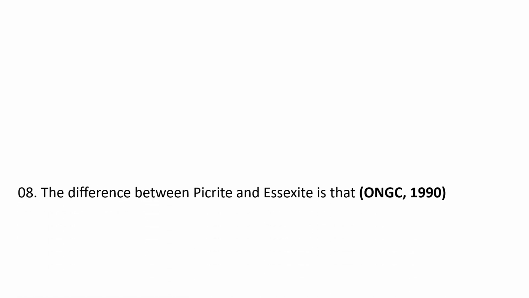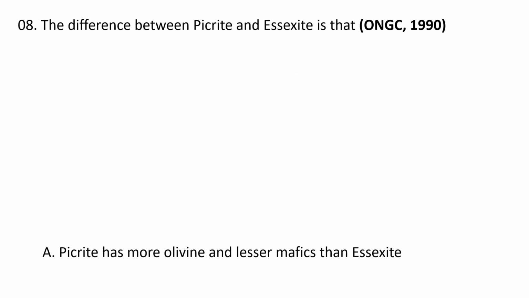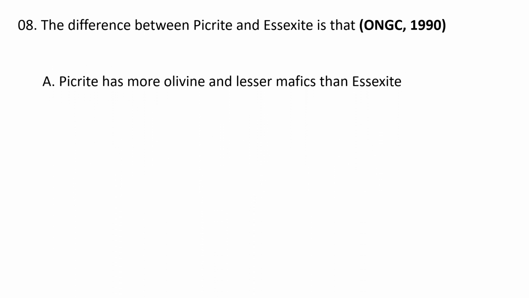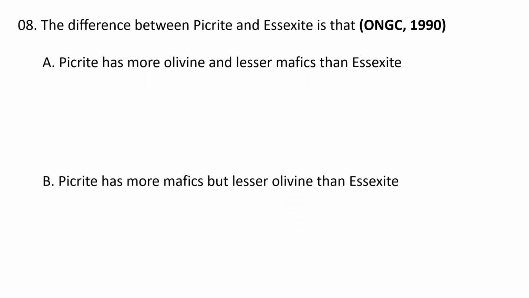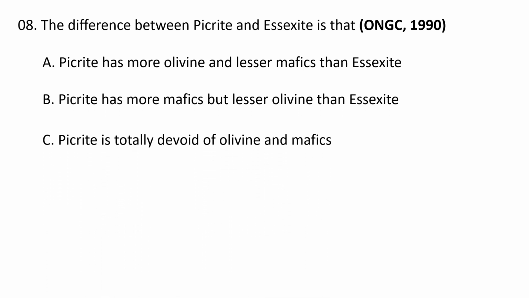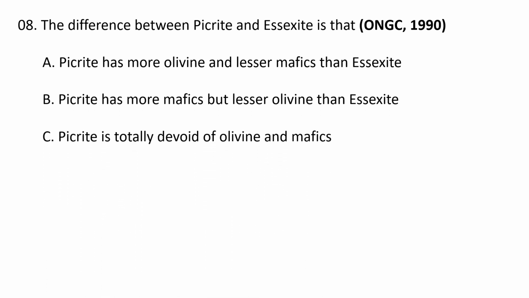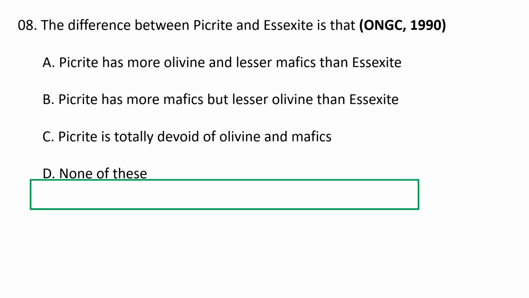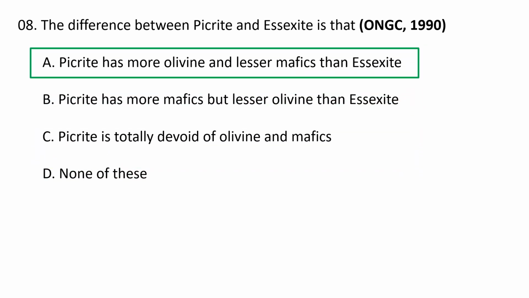Next question. The difference between picrite and essexite is that A. Picrite has more olivine and lesser mafics than essexite. B. Picrite has more mafics and lesser olivine than essexite. And C. Picrite is totally devoid of olivine and mafics. D. None of these. So what's the difference between picrite and essexite? The correct answer is A, that is picrite has more olivine and lesser mafics than essexite.